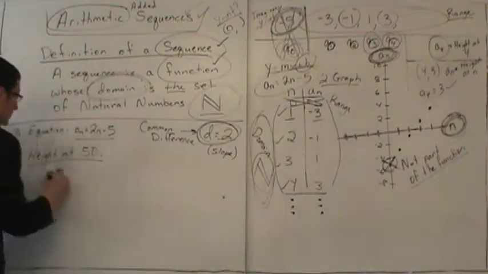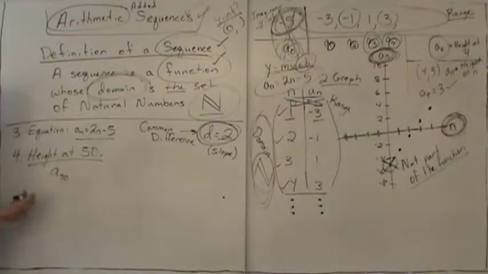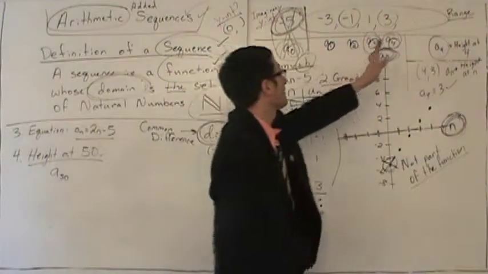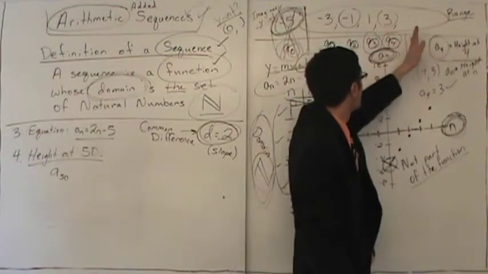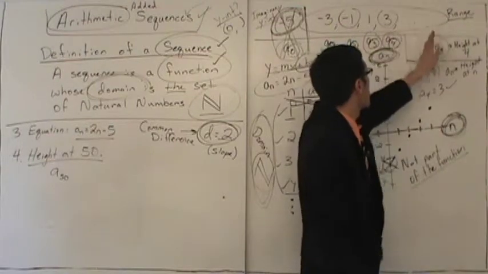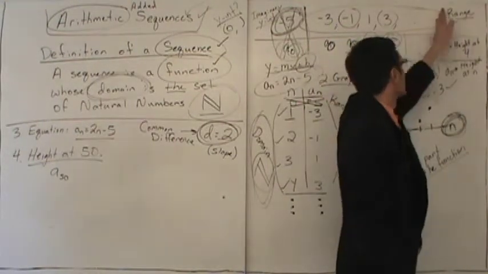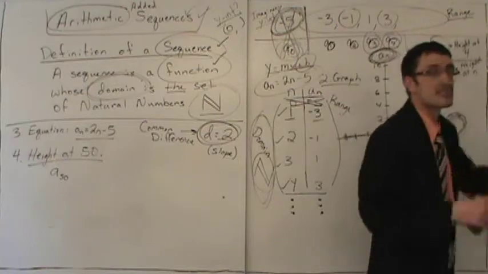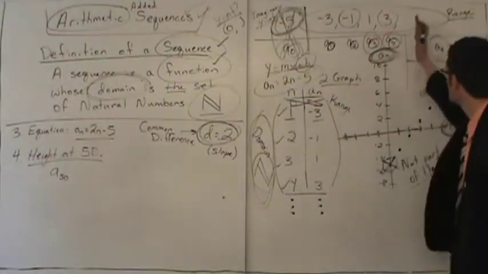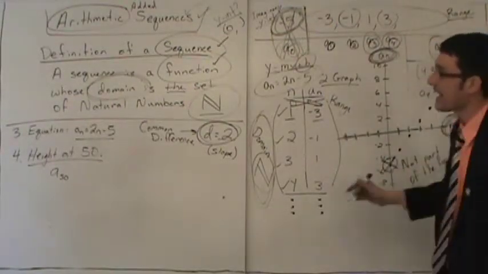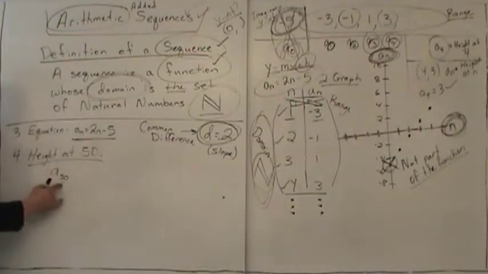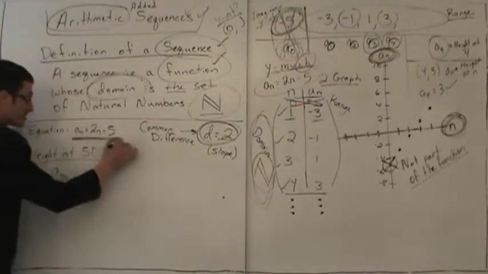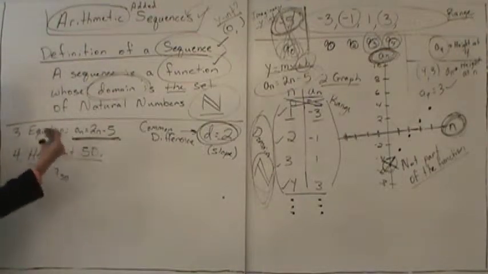Height at 50 will be a sub 50. We know the height at 4 is 3. If we keep going in this pattern, the height at 5 would be 5, the height at 6 would be 7, the height at 7 would be 9, and so on and so forth. But do you want to continue doing this pattern all the way to the height at 50? No. The equation is what you're going to use to calculate this very quickly. The equation is used to generate large range values very quickly.